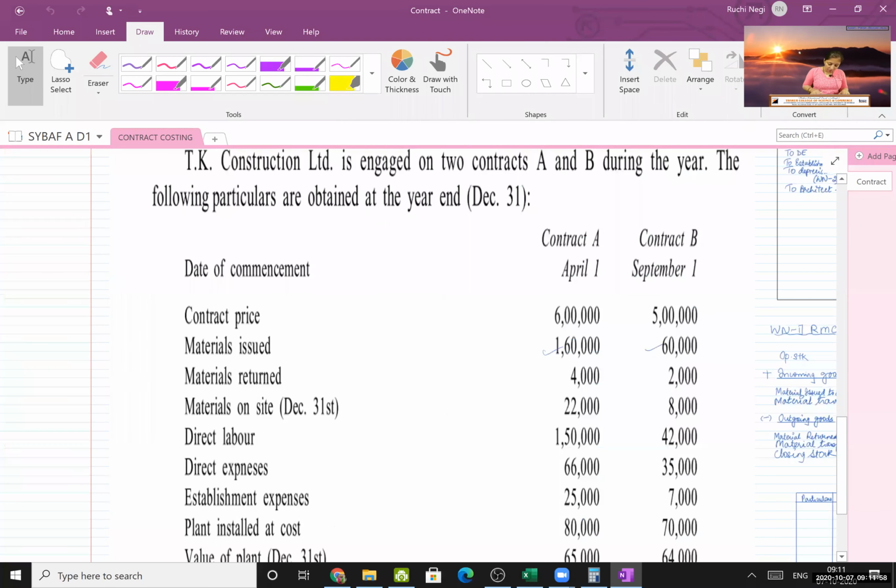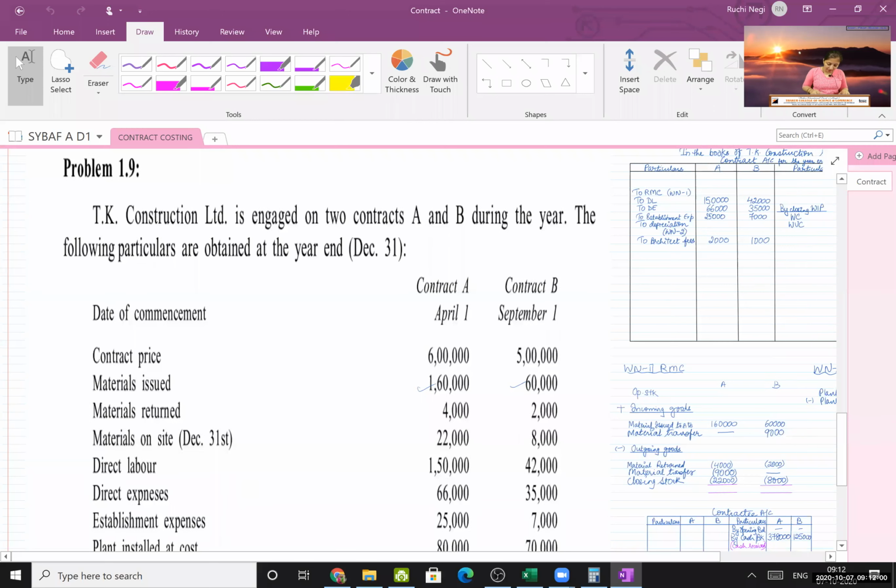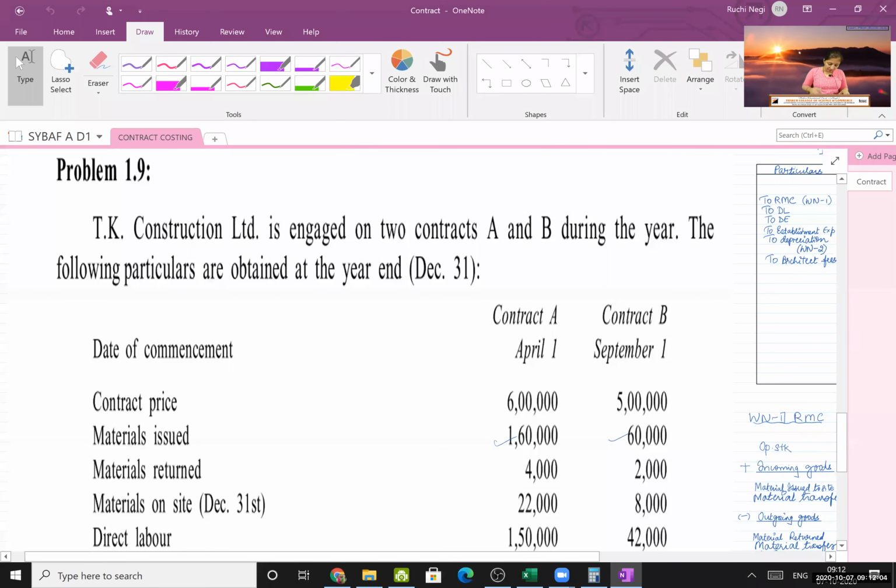Today we will go through this question. Okay. Problem number 1.9, same type 1 sum, where you have two contracts, contract A and contract B. So the important element here is, what is the year end? 31st December, they have said.